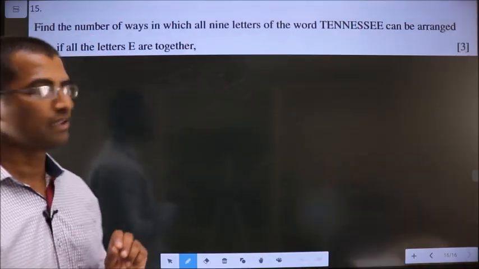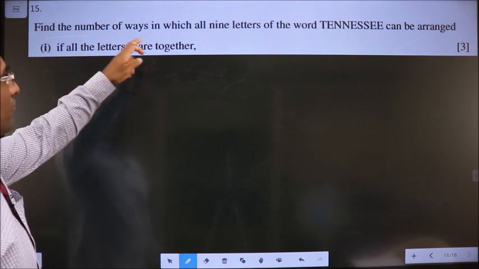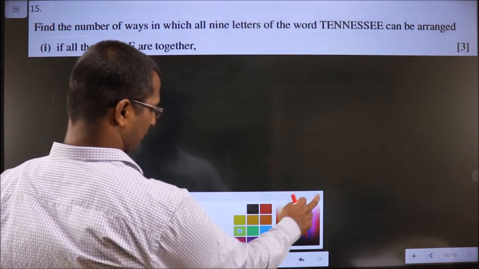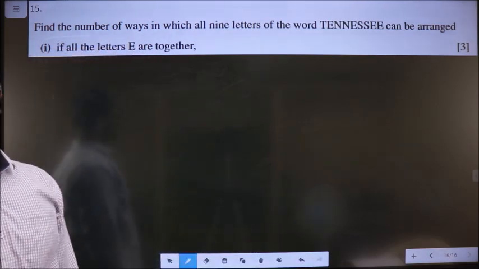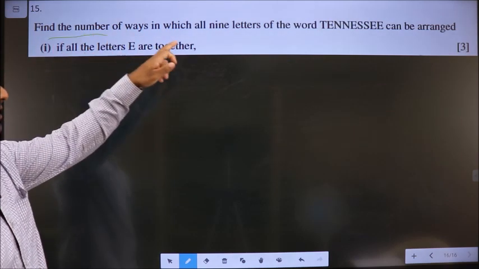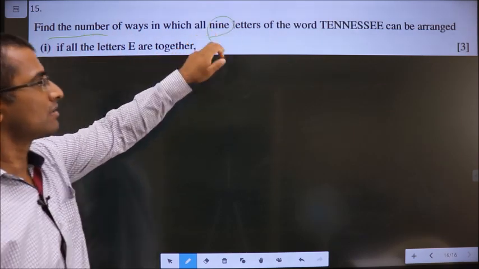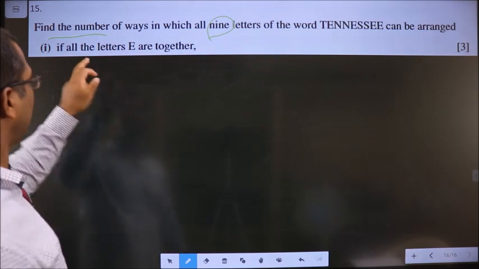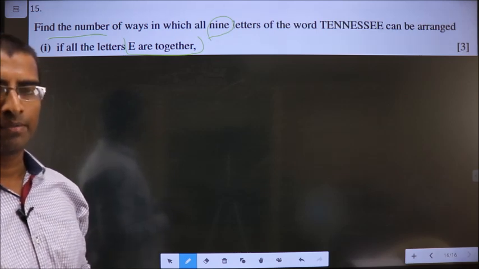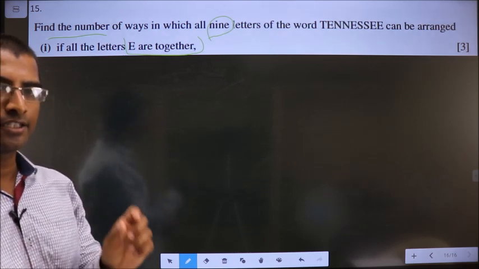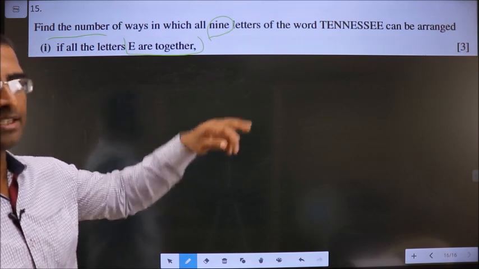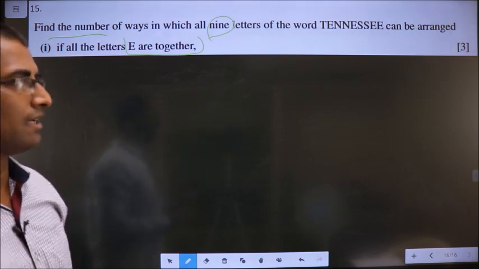Question 15. Find the number of ways in which all 9 letters of the word can be arranged if the letters E are together. For me to make sure that all E's are together, I should consider them to be one unit. Before that, let us write each letter has come how many times in that word.